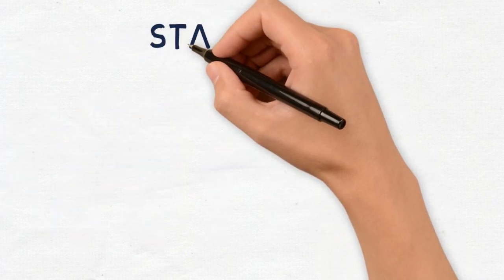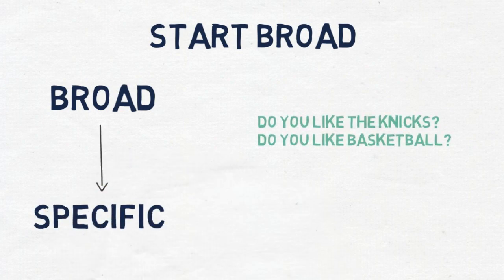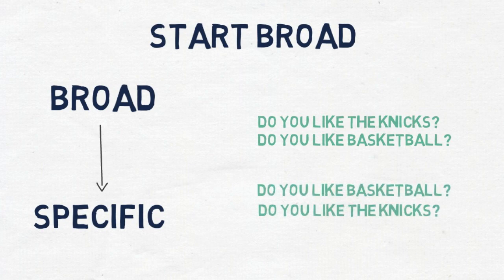Next, start broad. Your first question should be broad, with the following questions becoming increasingly more specific. Asking someone if they like the Knicks and then asking them if they like basketball is not the right sequence. Instead, you should ask them, do you like basketball? And then ask, do you like the Knicks?